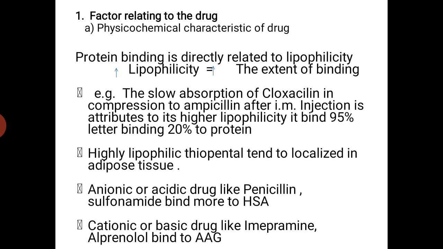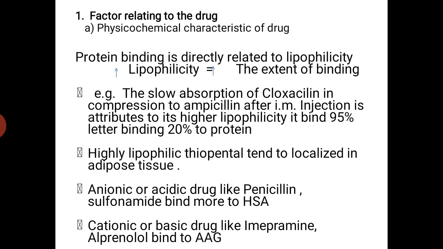Okay, now first one is physicochemical characteristics of the drug molecule. Same as in absorption, in distribution also we learn physicochemical properties. Here the main physicochemical property that can affect binding is lipophilicity. Higher the lipophilicity, higher the binding of drugs with the proteins. An example of this is cloxacillin as well as ampicillin. Cloxacillin is highly lipophilic and it binds 95% to proteins, whereas ampicillin is less lipophilic and it is bound only 20%.